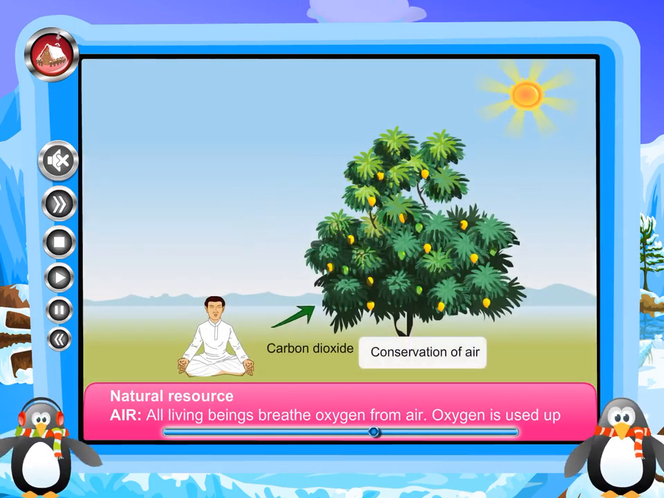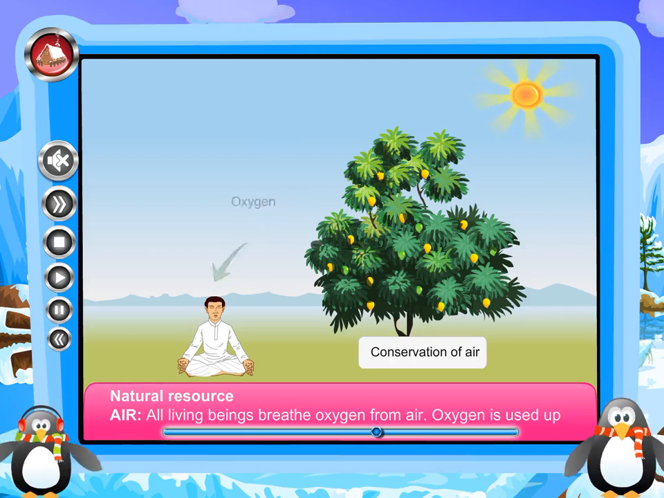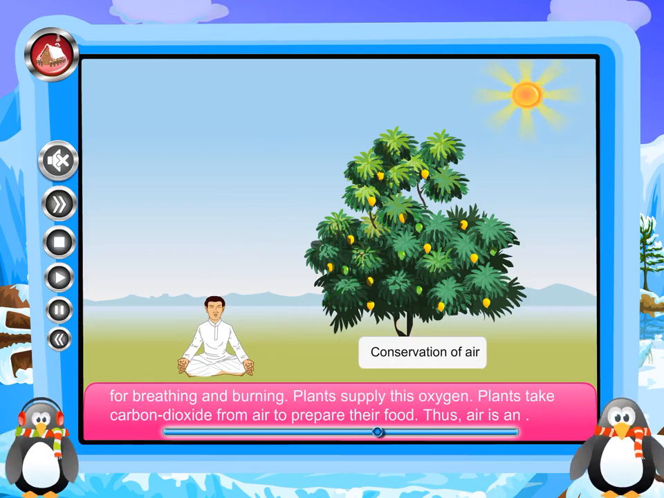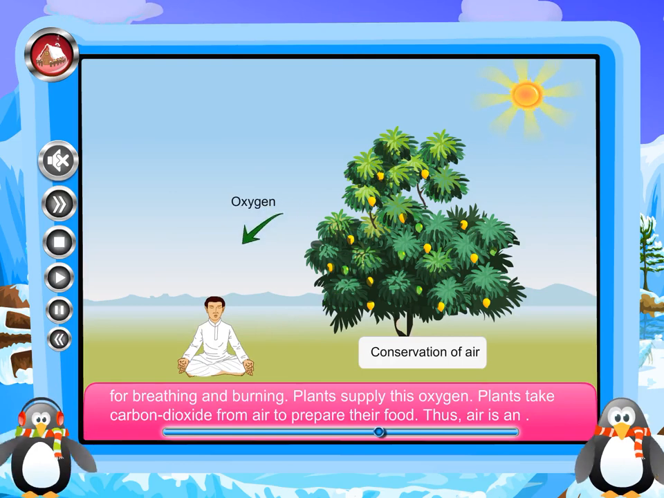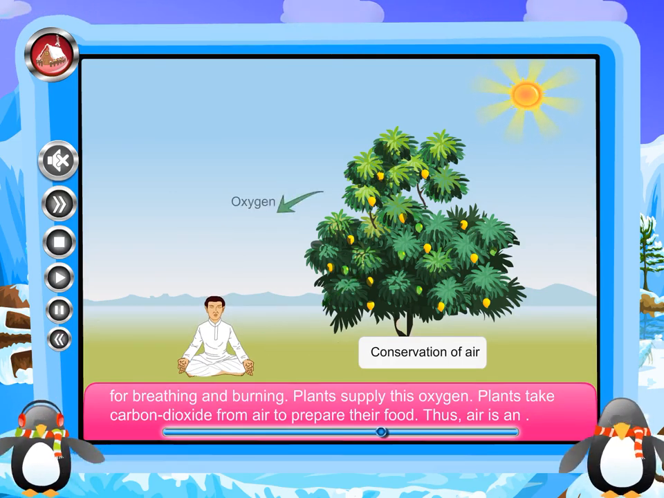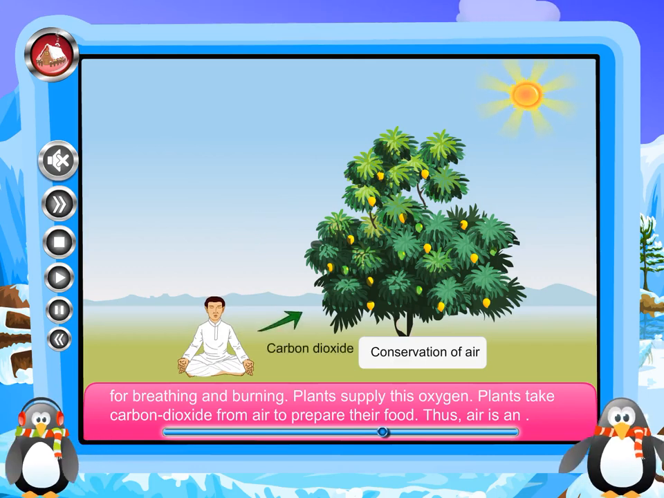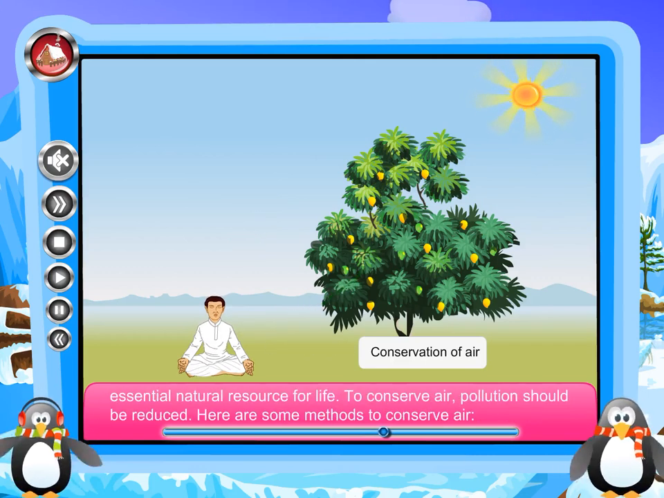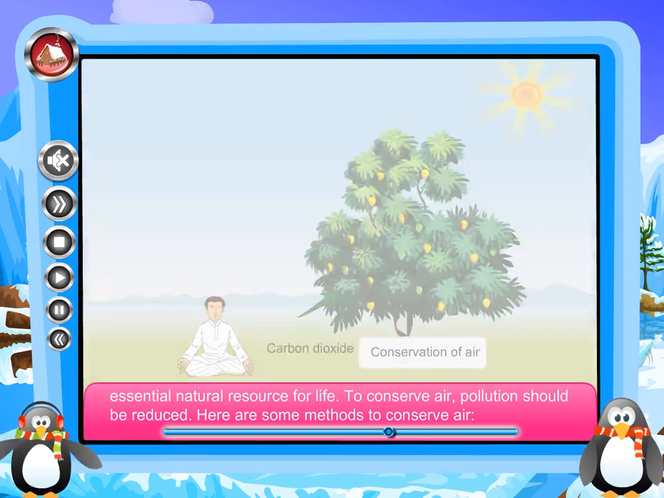Natural resource: air. All living beings breathe oxygen from air. Oxygen is used up for breathing and burning. Plants supply this oxygen. Plants take carbon dioxide from air to prepare their food. Thus, air is an essential natural resource for life. To conserve air, pollution should be reduced. Here are some methods to conserve air.